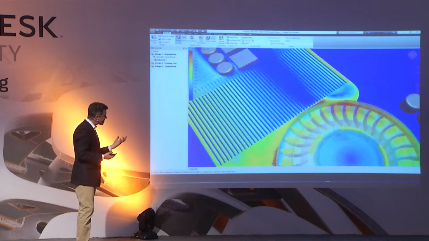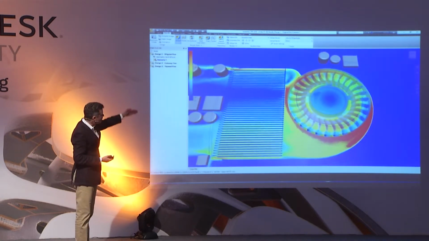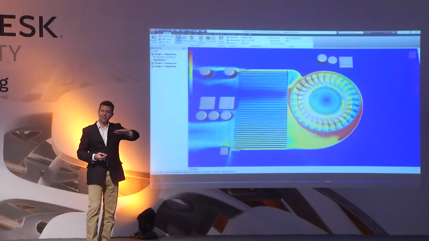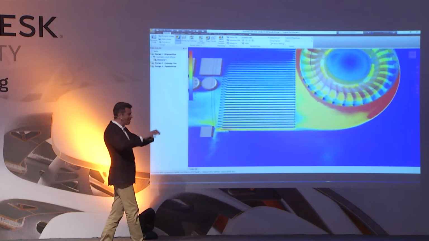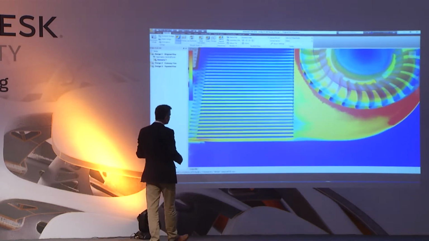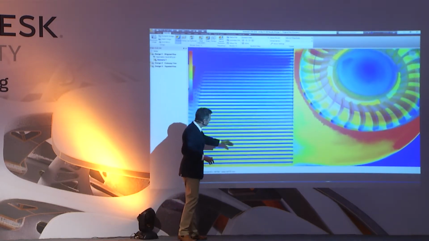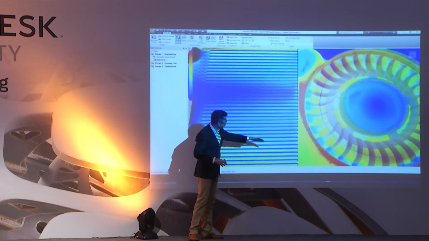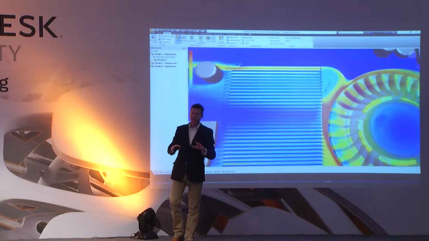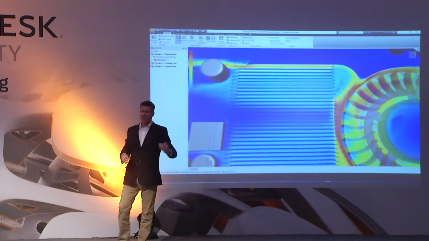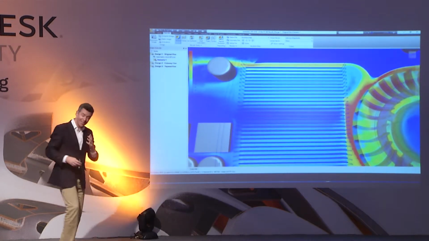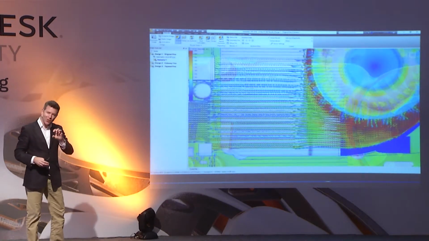Now, to understand this better, what we then do is look at airflow. We're seeing a cross-section through the model, and we're visualizing airspeed. Areas which are slower are in blue, and the faster areas are in red. And we can see that there's a variation in the speed at which the air is moving through the heatsink. That's the reason why we've got areas where it's hotter.